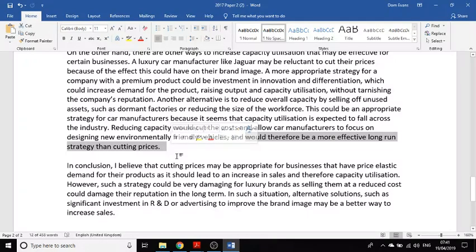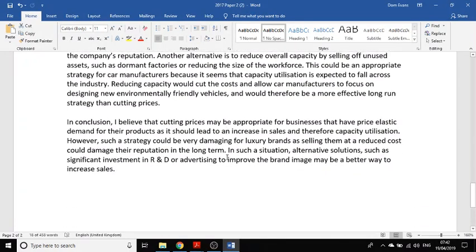All right, it's really important that the focus of the question is on cutting prices. I've talked a lot about cars, but I have said, for all businesses, any companies with a premium product, okay, that could be a premium product watch, etc. So hopefully the examiner will see that I'm trying to talk about any business. Maybe I could have made it a bit more explicit that I'm talking about more than just cars there.